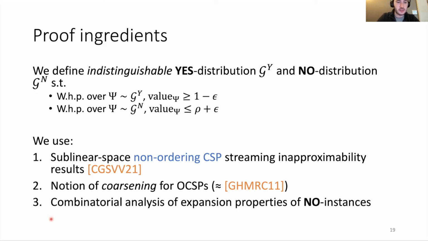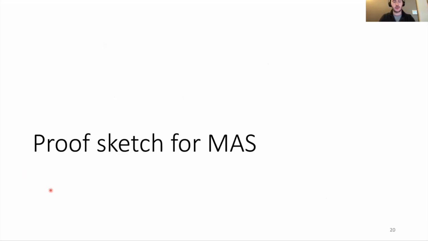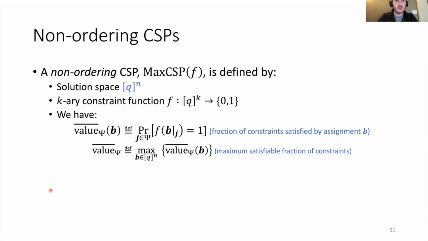And this allows us to translate these hardness results through this coarsening notion to work for ordering CSPs. I'm going to sketch how the proof works for the particular special case of the maximum acyclic subgraph problem, and everything will generalize suitably. Okay, so first I'm going to define what a non-ordering CSP is.